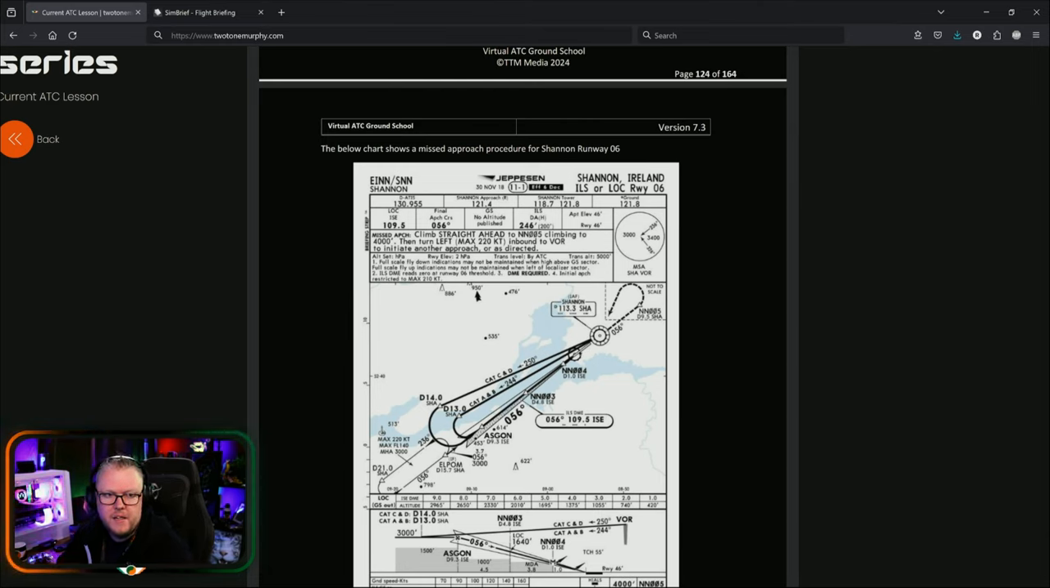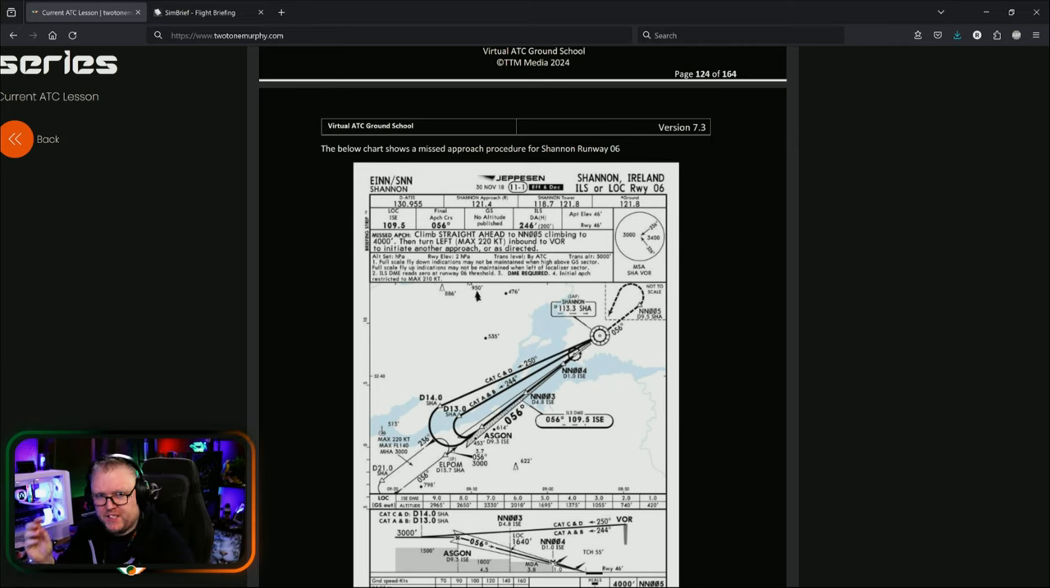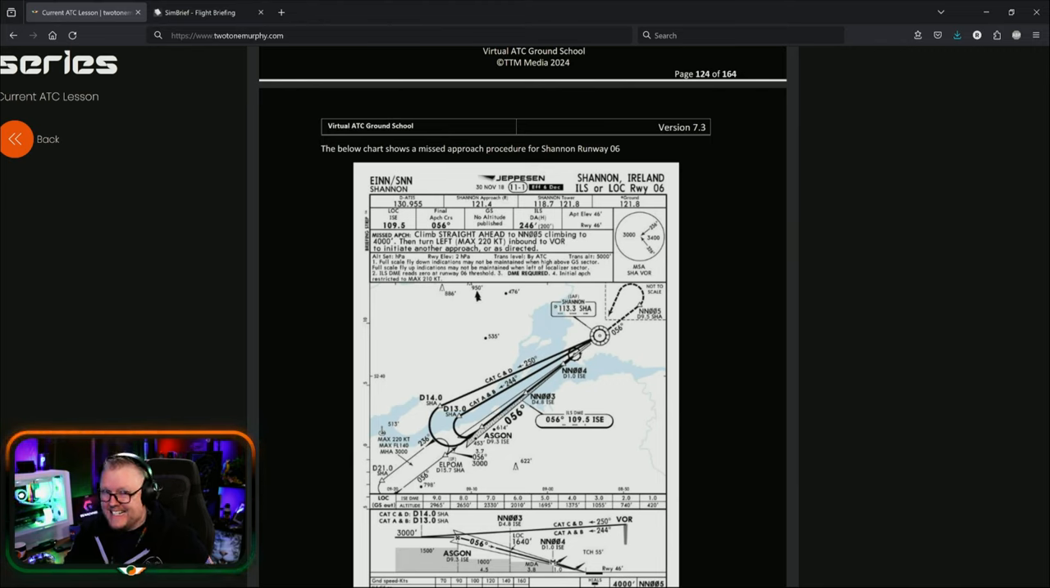All right. So, as I said, don't worry if this is going over your head. We're going to be going through this quite a bit, but it's an imperative step. Your clearance, very important, and we've worked on that already. Your pushback and taxi instructions. Your departure instructions. What happens when you're en route? Then you have your approach. Then you have your landing.